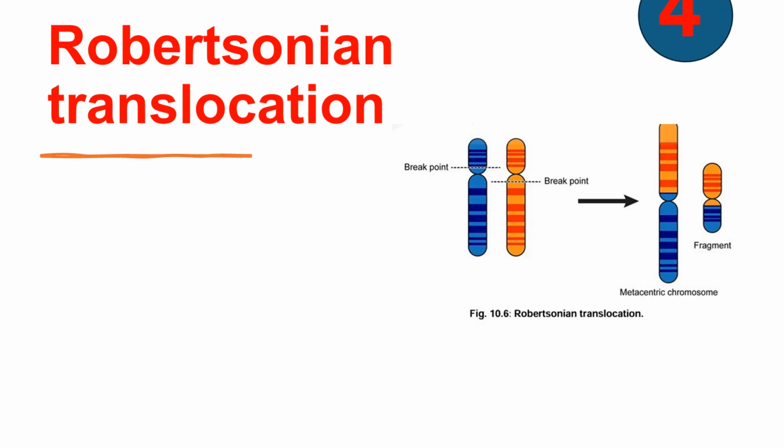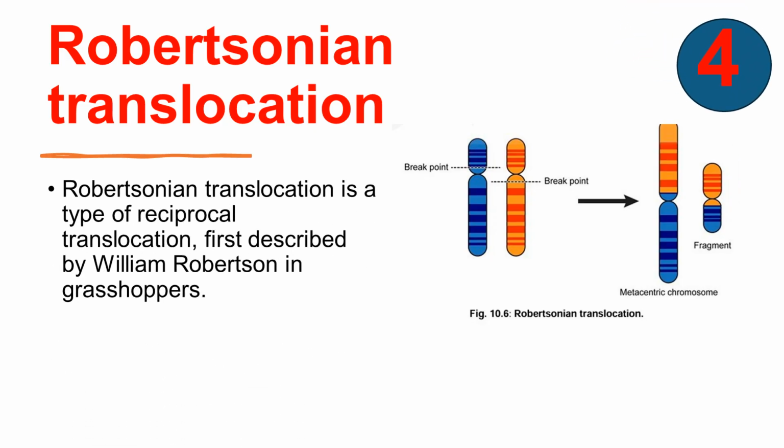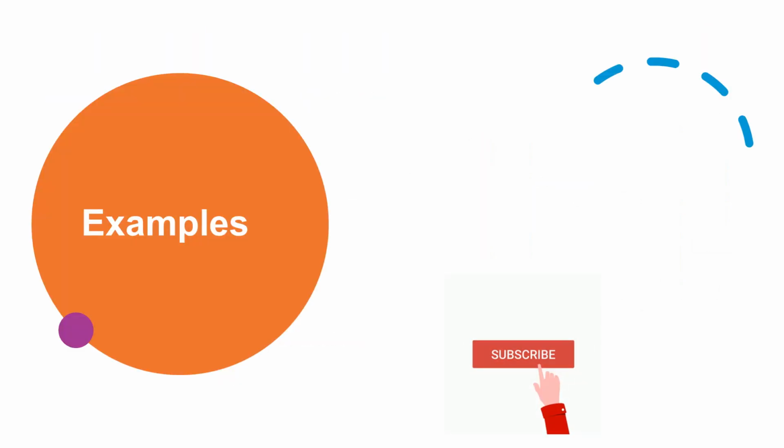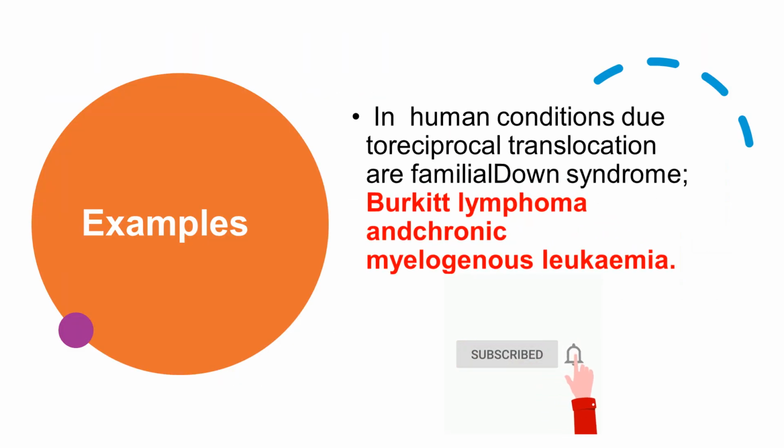4. Robertsonian translocation. Robertsonian translocation is a type of reciprocal translocation first described by William Robertson in grasshoppers. It is one of the most common chromosome rearrangements in humans, involving acrocentric chromosomes 13, 14, 15, 21, and 22. Examples: human conditions due to reciprocal translocation are familial Down syndrome, Burkitt lymphoma, and chronic myelogenous leukemia.